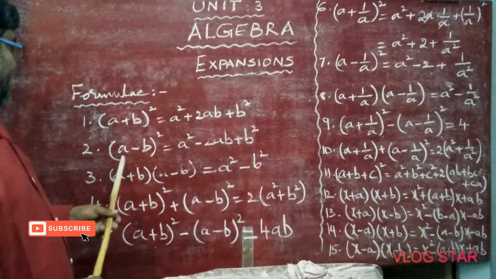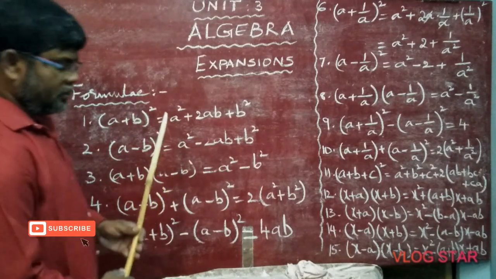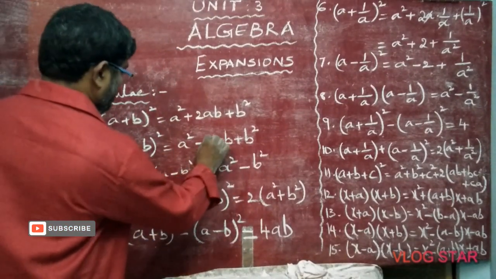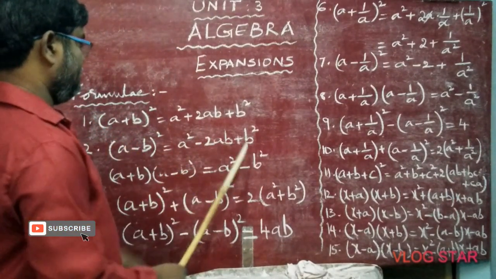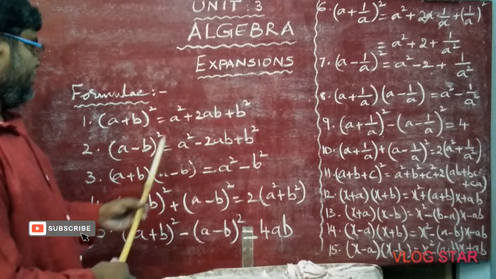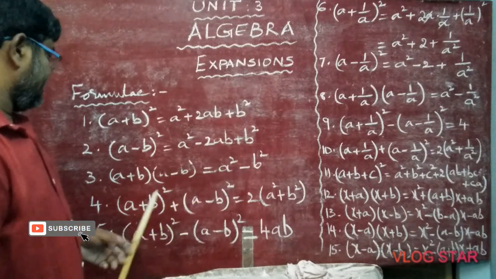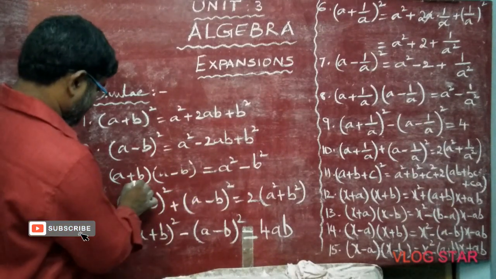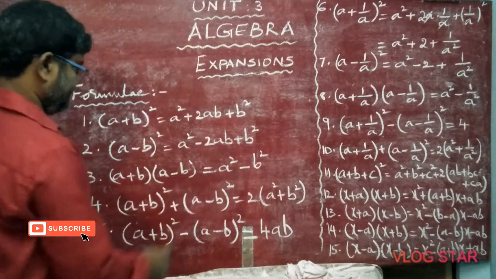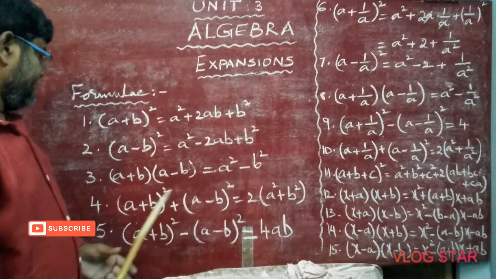Second formula: (a minus b) whole square is equal to a square minus 2ab plus b square. In the same manner, if you multiply (a minus b) into (a minus b), you will get a square minus 2ab plus b square. Next, the third one, (a plus b) into (a minus b) is equal to a square minus b square.